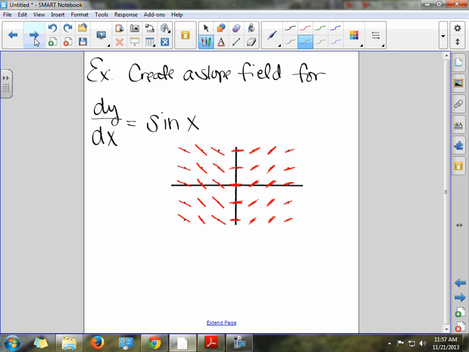All right, so I'm going to show you guys the solution. You should have something that looks pretty similar to negative cosine, because think about it, that would be your solution if you solve this using separation of variables.